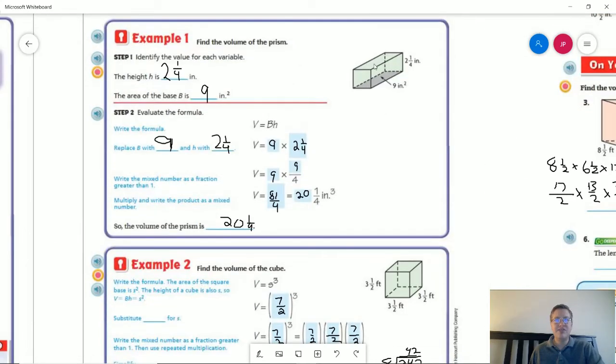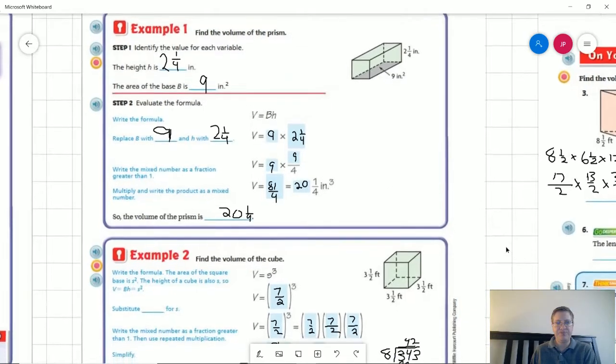Our height is 2.25 inches. The base of this face is going to be 9 inches. So I can multiply those. When I'm multiplying by a fraction, again, I'm going to have to convert the mixed number to an improper fraction. We would get 81 fourths. If I divide 81 by 4, that would give me 20 with a remainder of 1. So that would be 20 1/4 inches cubed.